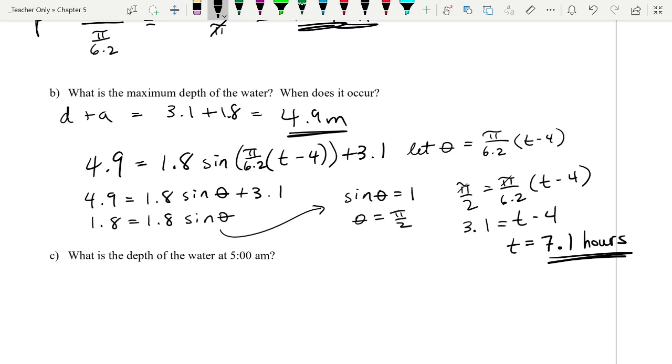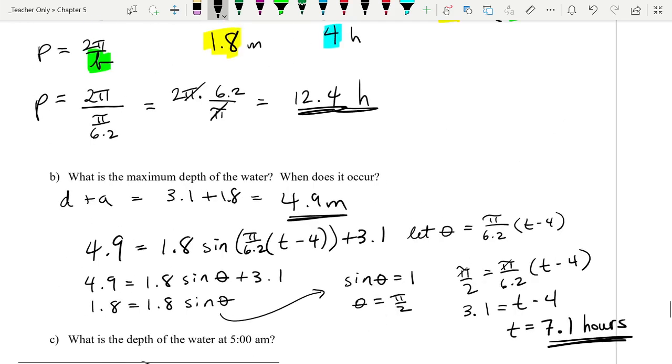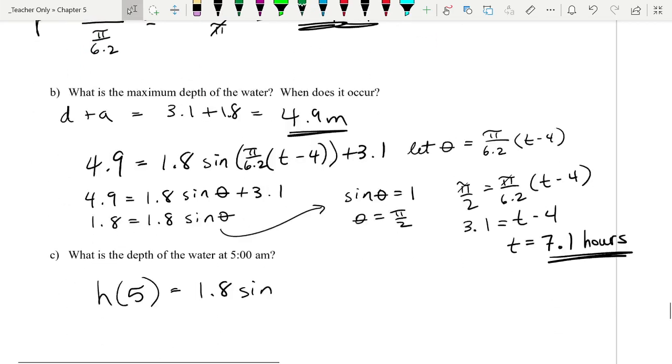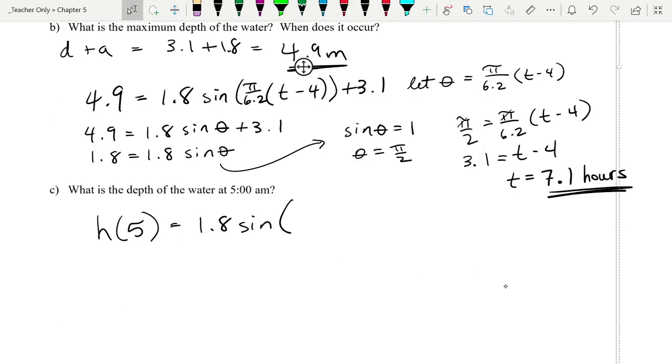All right. What is the depth of the water at 5 a.m.? So in other words, I would like to know height at 5. So 1.8 times the sine. Again, I'll use kind of the factored form of this equation here. So it was sine of pi over 6.2 times, and now the time is 5 a.m. We're assuming time 0 is midnight, right? So that's 5 minus 4, plus 3.1.